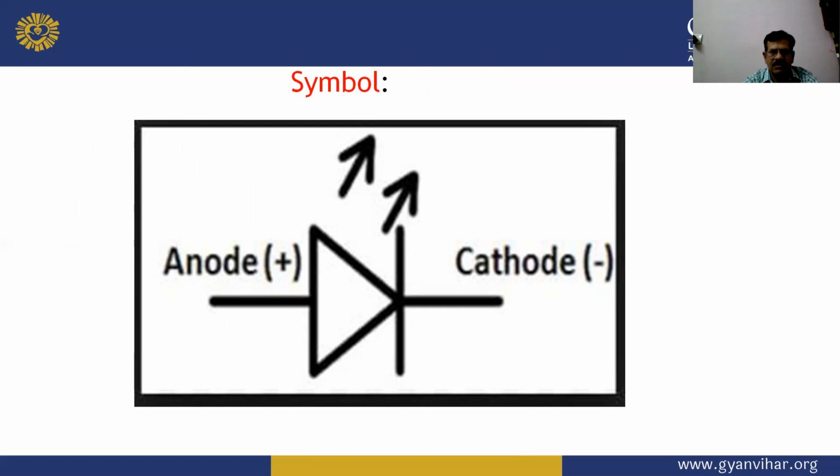This is the symbol of the laser diode, which has two terminals. One is the anode and the second is the cathode. Anode is the positive terminal and cathode is the negative terminal. The arrow shows the emission of coherent light in the laser diode.